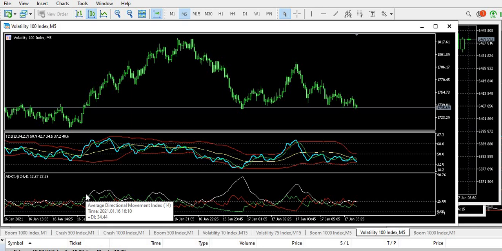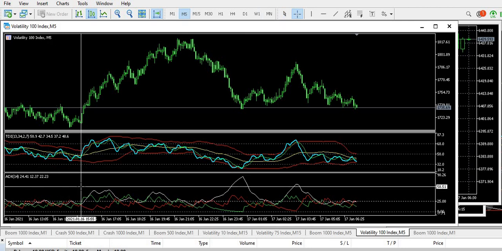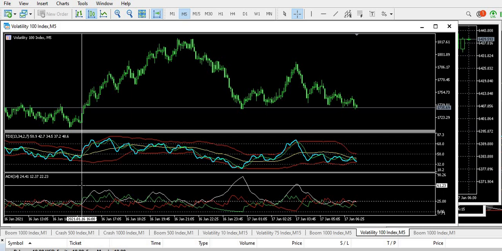If it is the green, it is the bulls who are in charge. If it is the red, it is the bears who are in charge. So look for trading opportunities when this momentum has gone up, according to the color that is going up at that time. This would have been a proper opportunity around this point here, especially after it crossed 25.